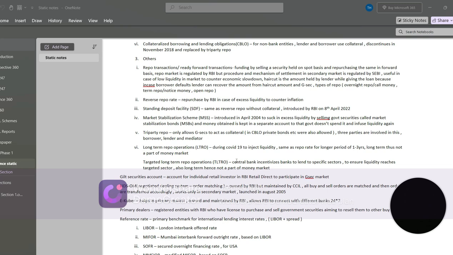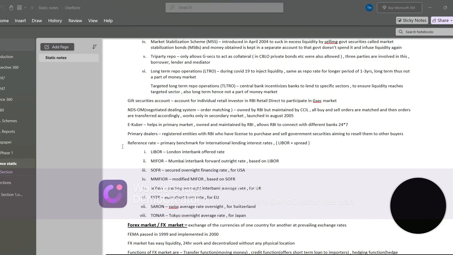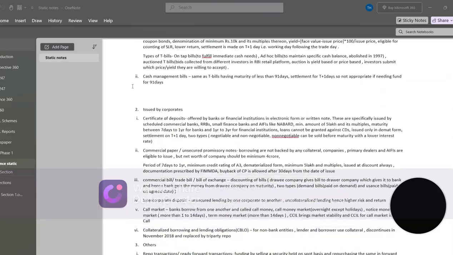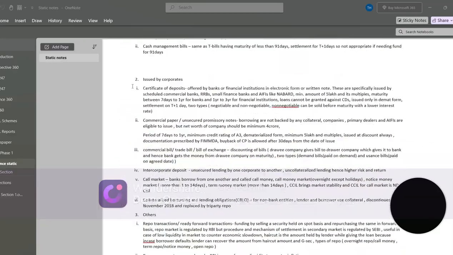And in this, the central bank incentivizes banks to lend to specific sectors to ensure liquidity reaches the targeted sector. Like in case some sector is lacking liquidity, then this is used. That is all about, I think, the capital market.